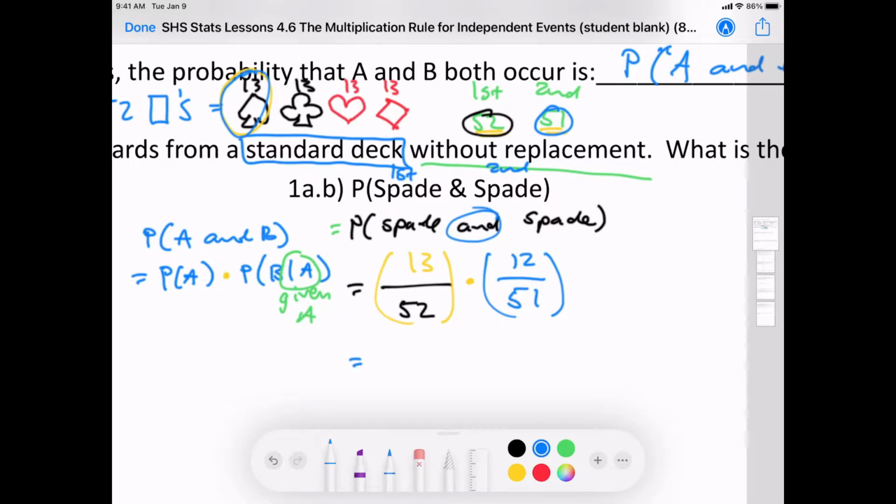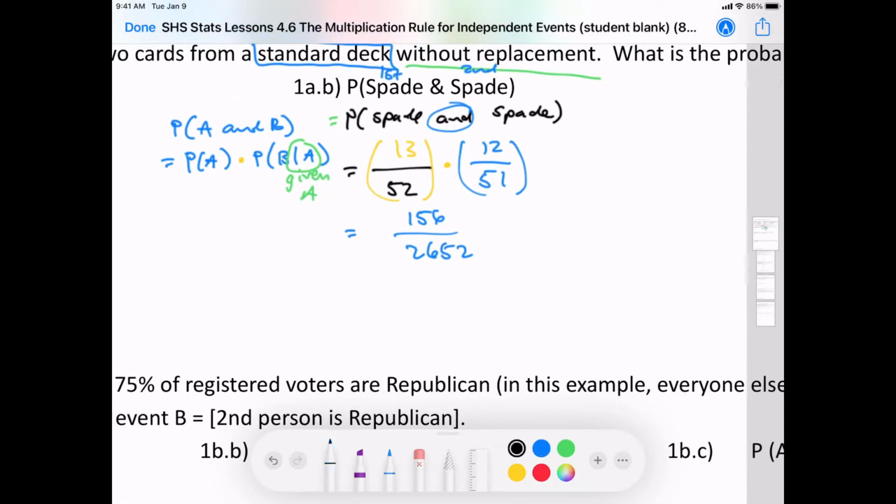And if you multiply those, let me go ahead and multiply those on my calculator. 13 times 12 gives me 156. And 52 times 51 gives me 2,652. You don't have to worry about a simplified fraction here. So 156 divided by 2652 gives me 0.0588, which is equivalent to about a 5.88% chance that you will draw a spade on the first one, and without replacement, you will draw a second spade.